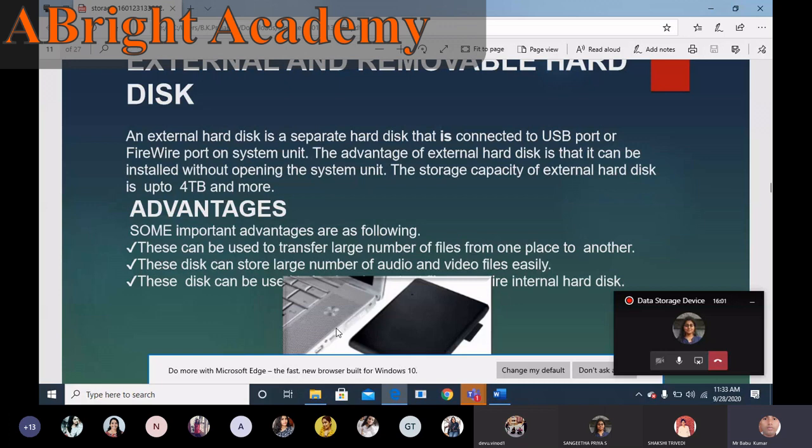Some advantages of external and removable hard disks. First one is these can be used to transfer a large number of files from one place to another. Second one is these disks can store a large number of audio and video files easily. Third one, these disks can be used as an internal hard disk.